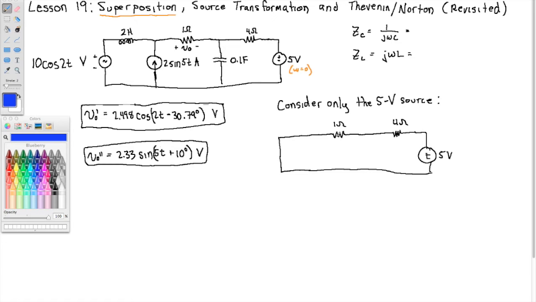And the voltage I'm looking for is here. Call that V out triple prime. Alright, well notice here the current is going to be going counterclockwise in this loop, so V out triple prime is going to be negative. And what's the voltage across there? Well, V out triple prime is equal to negative 5 volts times, I can use voltage division, 1 ohm over 1 ohm plus 4 ohms. So that's nice, that's negative 1 volt.